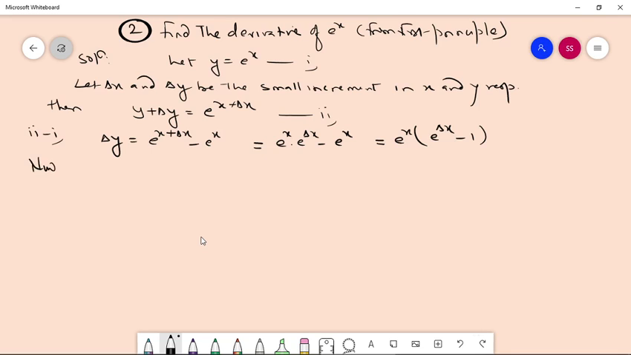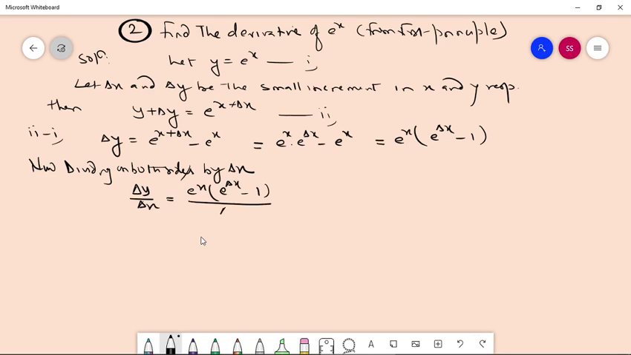Now dividing on both sides by del x, del y by del x equal e to the power x times e to the power del x minus 1 by del x.